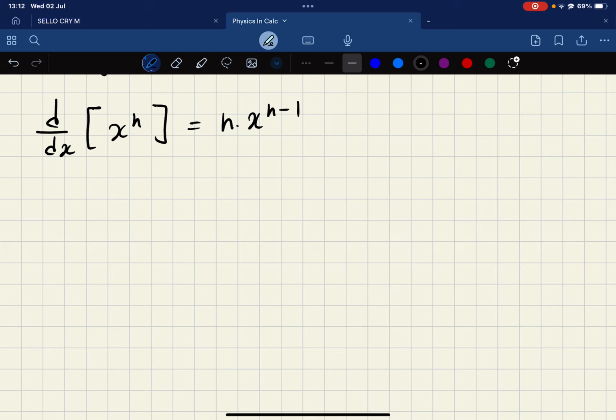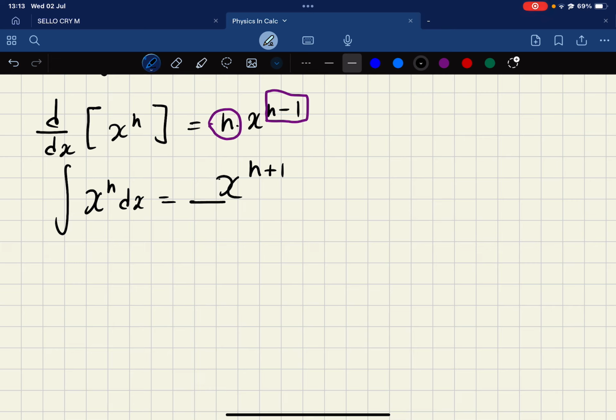So with integrals, we are doing the inverse. Meaning the integral of x to the n dx, we are doing what? We subtracted 1 before, and the inverse of subtraction is addition. If we don't subtract, we add. So we're going to say n plus 1. Now here we have multiplication. What is the inverse of multiplication? The inverse of multiplication is division.